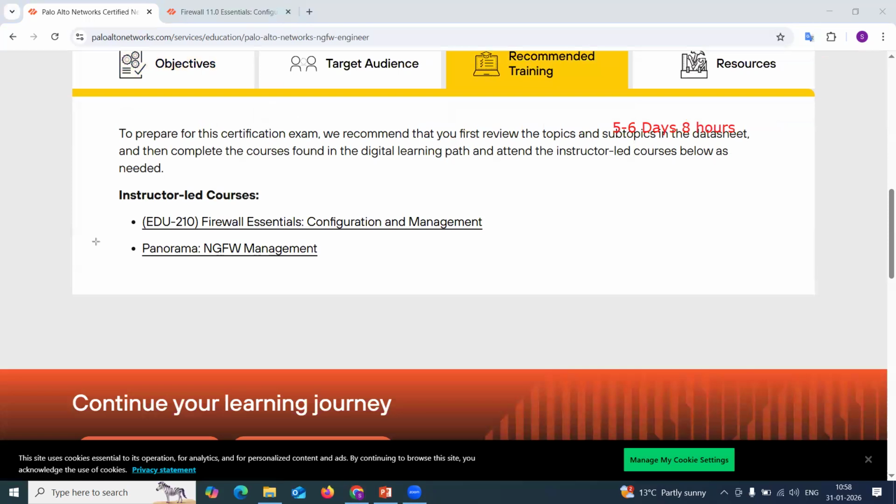So EDU 210 deals with firewall essentials. It will deal with Palo Alto Firewall itself, but it will discuss basic stuff, which is very important. And Panorama is nothing but, I'll tell you, let's say you have multiple sites. Like a bank has multiple branches, right? So we have multiple branches and each branch has a firewall.